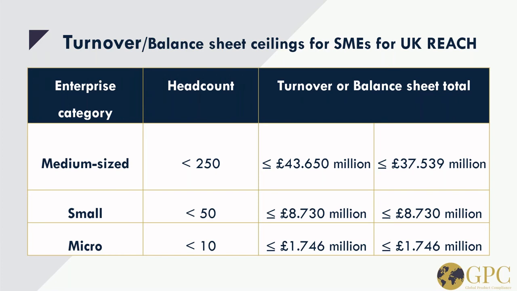If you're a micro enterprise, it means that you have less than 10 employees. Small enterprise is less than 50, and medium-sized is less than 250. Everything above 250 is considered a large enterprise. And the turnover balance, you can also see to the right.